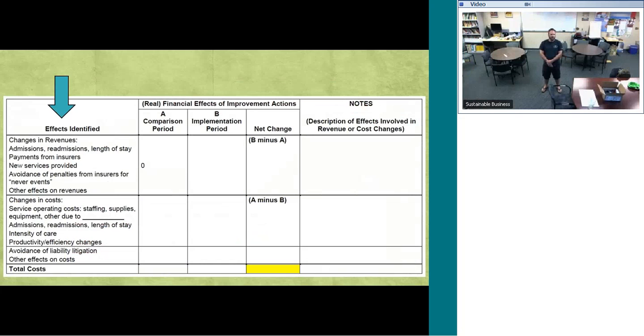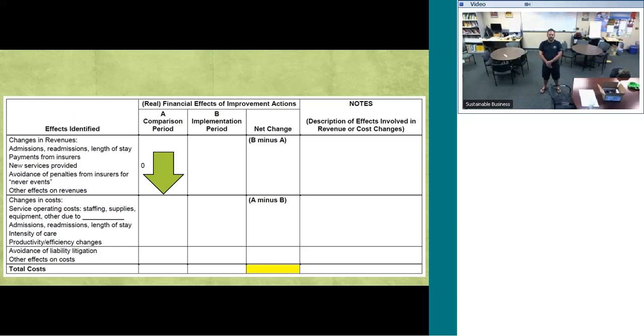So you have your different changes in revenue on the left-hand side there, emissions, payments, penalties, and you're going to look at the comparison period of what you have currently happening right now. And then you're going to give that same amount of time to what you want to have happen in the future. Then you're going to have the net change. And then you're going to look at the costs. Different servicing costs and staffings, and these all change depending on what you're exactly looking at.